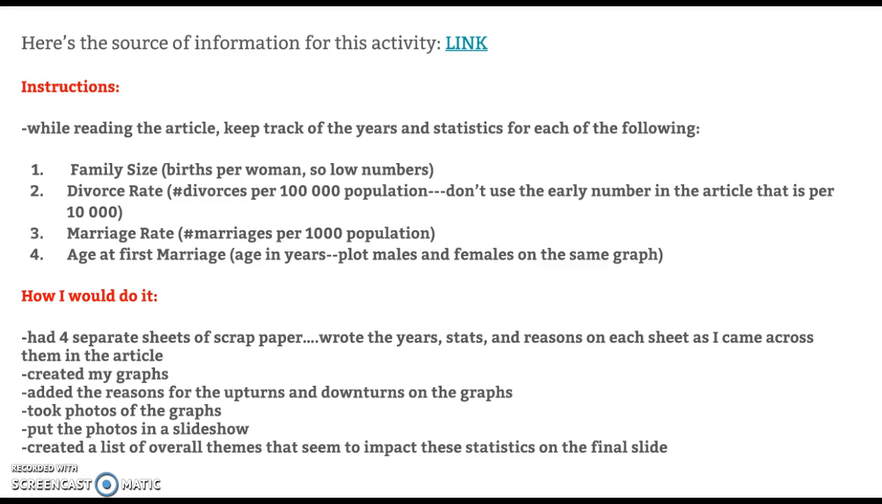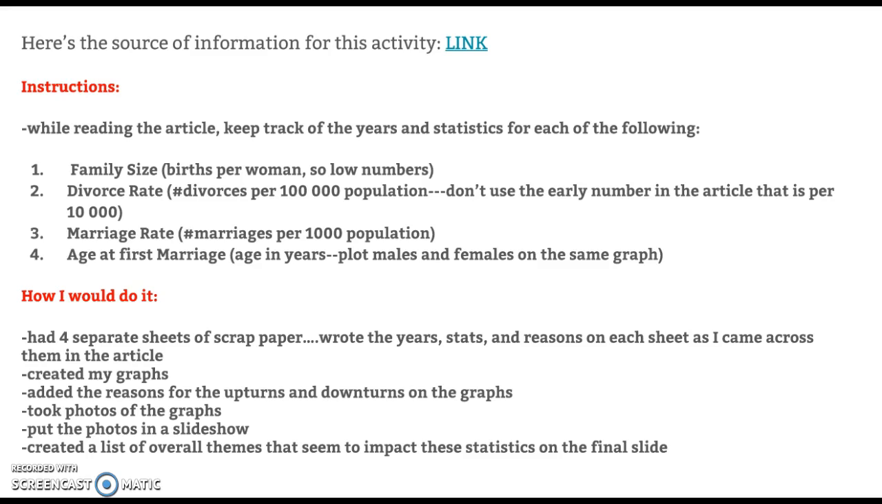The divorce rate, you're looking for a number of divorces per 100,000 population. There's a number early on in the article from early in the 1900s where they use per 10,000. Just ignore that. Don't put it on your graph. Pretend it doesn't exist because it's not the same, so we can't graph it all together. Marriage rate, there you go, and the age at first marriage of both men and women in years.